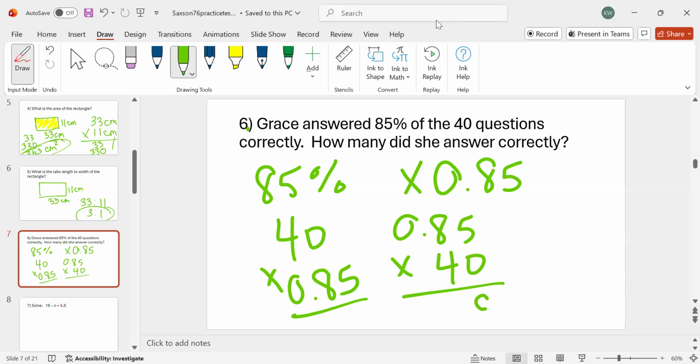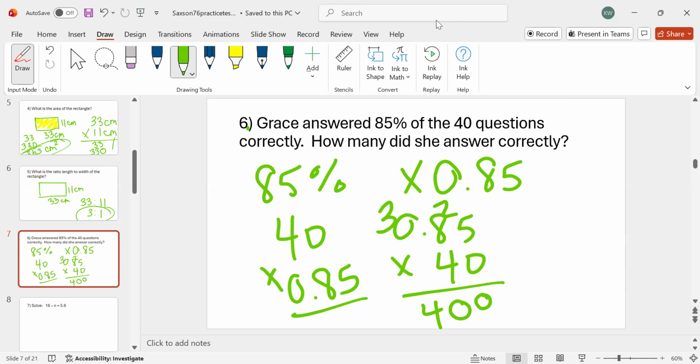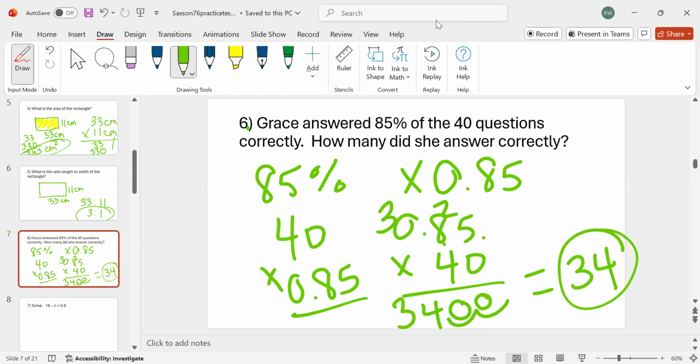All right, so we've got 0 as the place marker because 0 times all that is 0. Then we go to the tens place here. 4 times 5 is 20. Carry the 2. 4 times 8 is 32 plus 2 is 34. Carry the 3. 4 times 0 is 0 plus 3 is 3. And then we have to count 1, 2 decimal places. 1, 2. So the answer is 34 of the questions Grace must answer correctly to get 85% on that assignment.